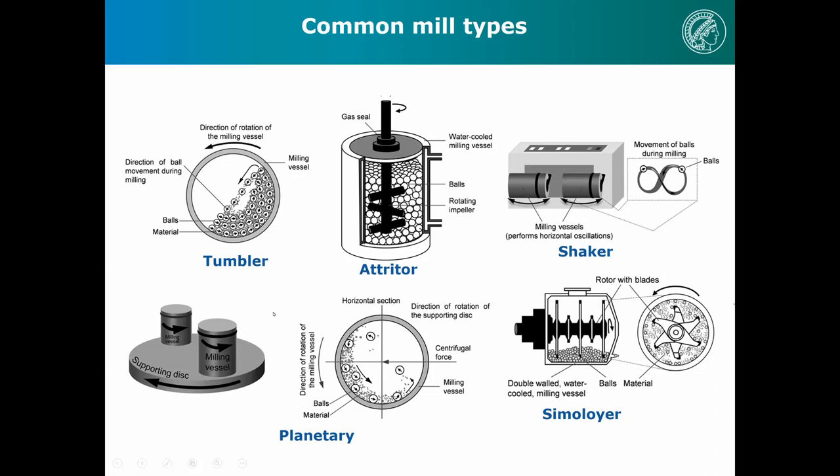This type of mill has the most interesting type of energy input. It's a so-called planetary ball mill. And the action is best described if you have ever been to a fair. There are these, when I was a kid, it was called a carousel. Big round plate, it's rotating.